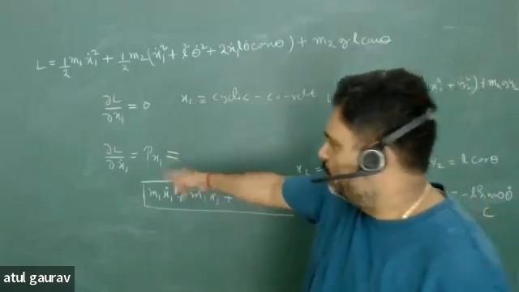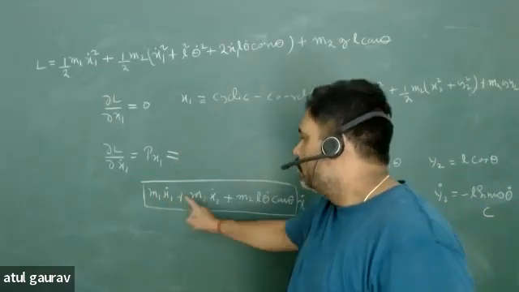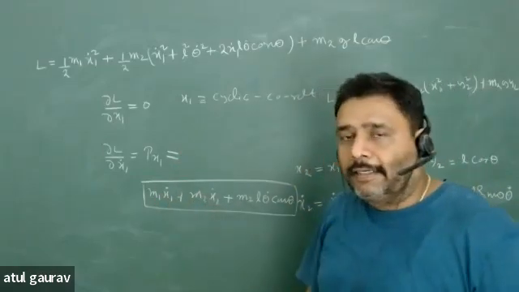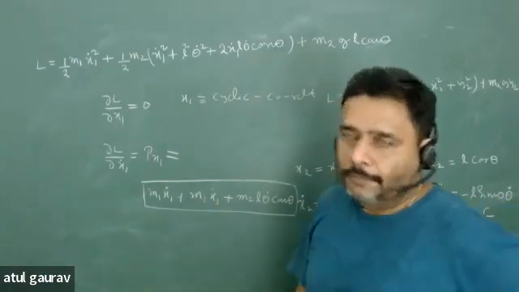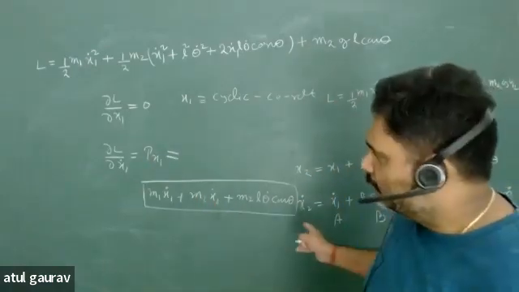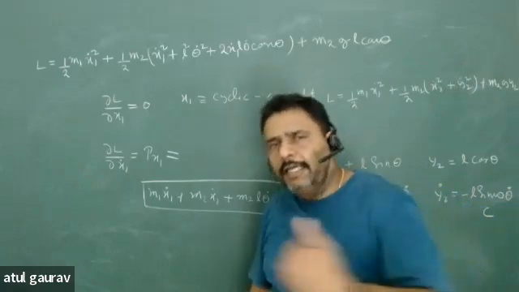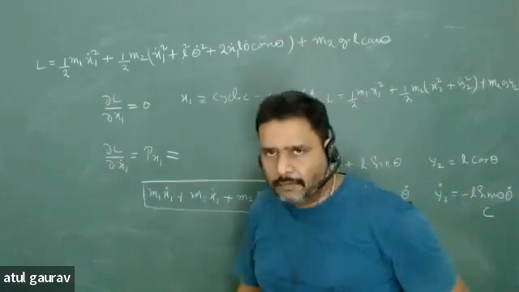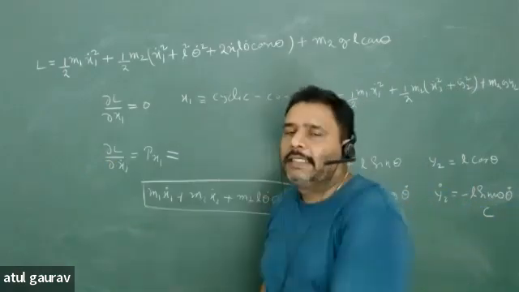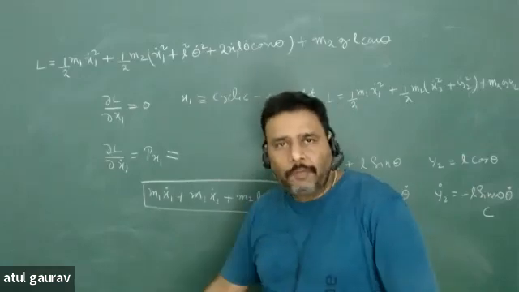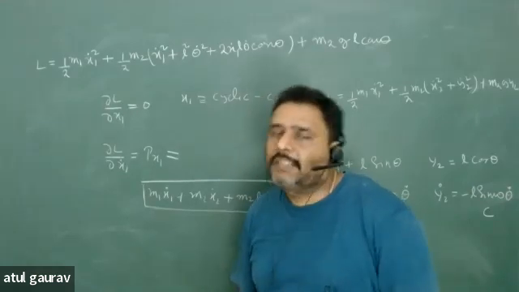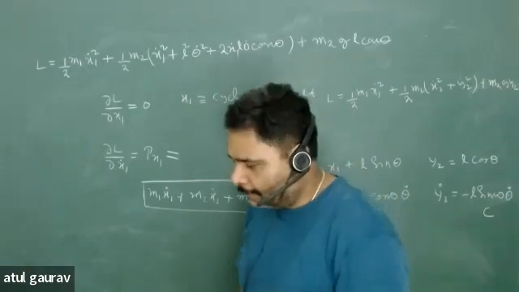Yes, this is your constant of motion, and this is the momentum of the system along the x direction. So your momentum of the system is not only m1 x1 dot or m2 x2 dot, rather it depends on theta also. And this is conserved. Why? Because there is no force acting in the x direction, so obviously momentum along x direction must be conserved. Okay?